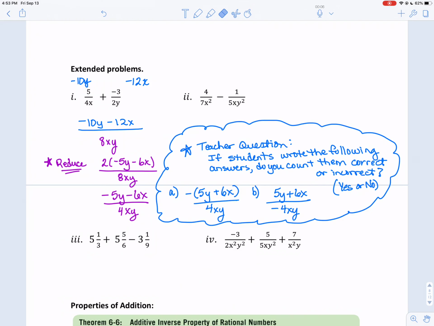So I'd like for you to answer this question and turn it in class. If a student wrote the following answers, do you count them correct or incorrect? So I want you to compare the answer that I got with A and B and see if they are correct.